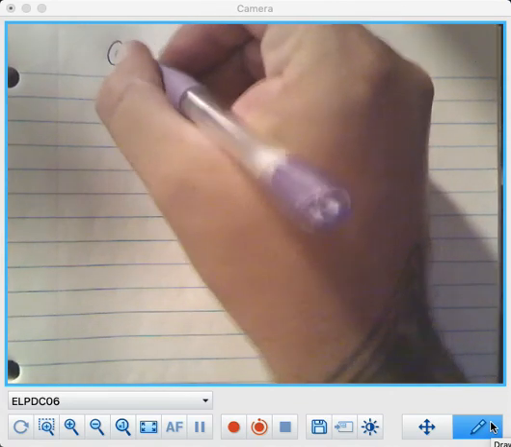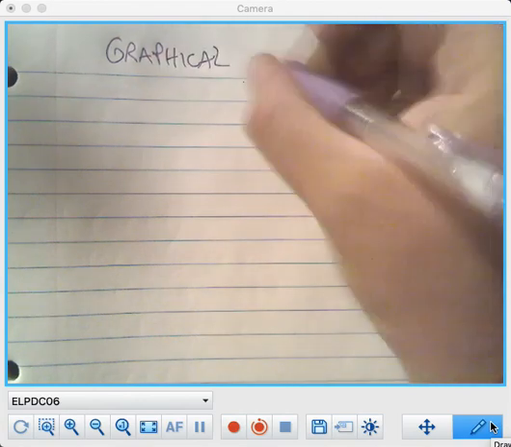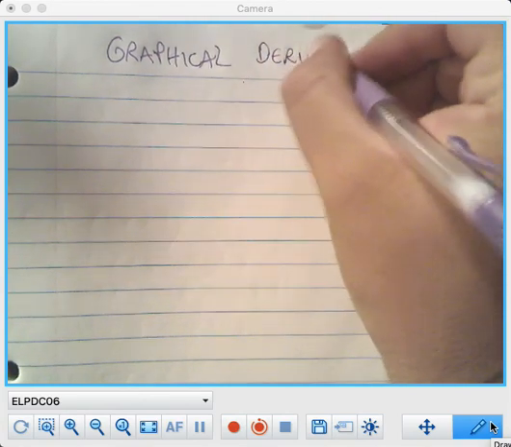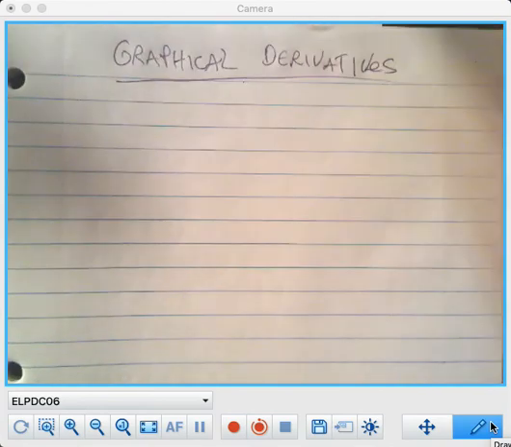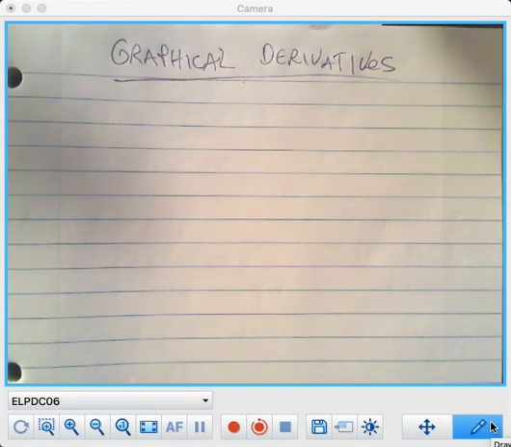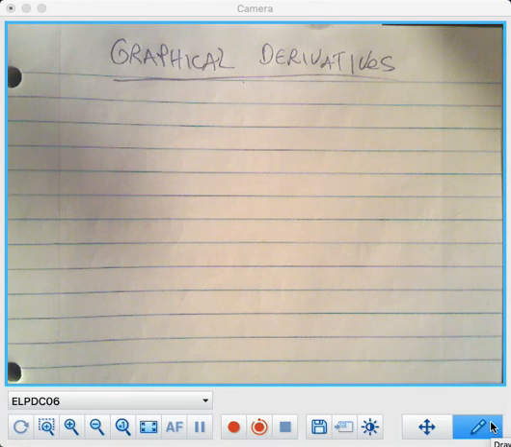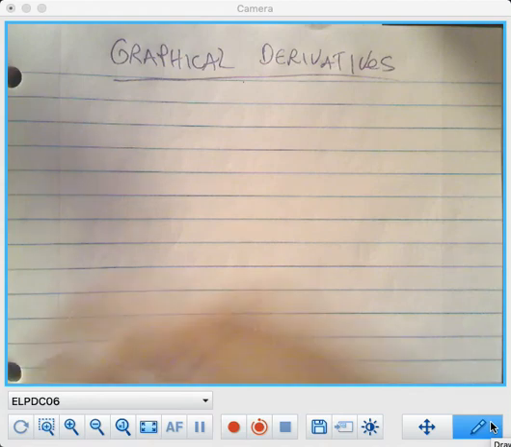Hello people, today we're going to do something super fun that is called graphical derivatives. This is something that a lot of people have trouble with, so I decided to do a lesson. The way that this is going to be is that I'm going to draw a graph of a derivative, and then I'm going to explain everything from there. And that's all I'm gonna do because it takes time to understand.